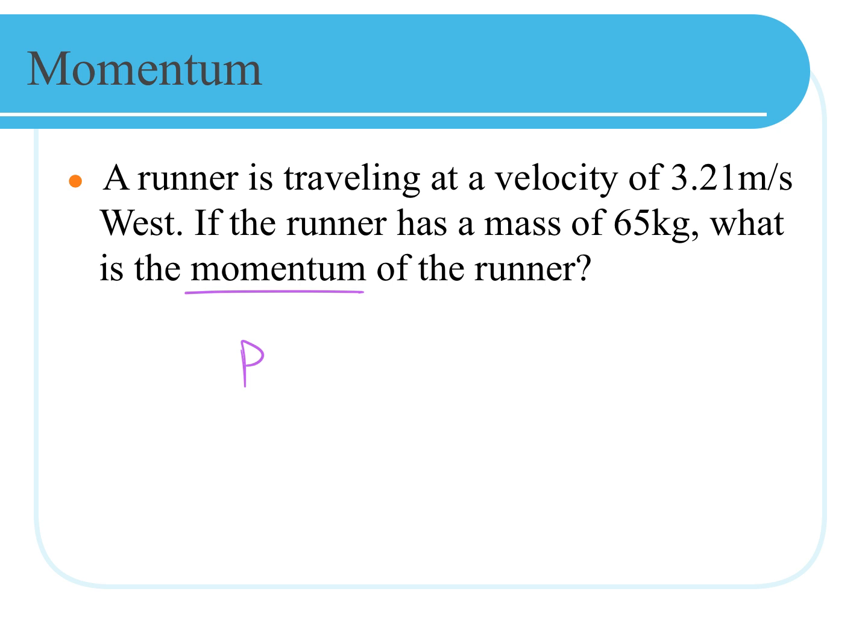Power. Yep, power. Lowercase p is momentum. So m times velocity. Okay, so mass times velocity, 65 times 3.21, gives me 208.65 kilogram meters per second.